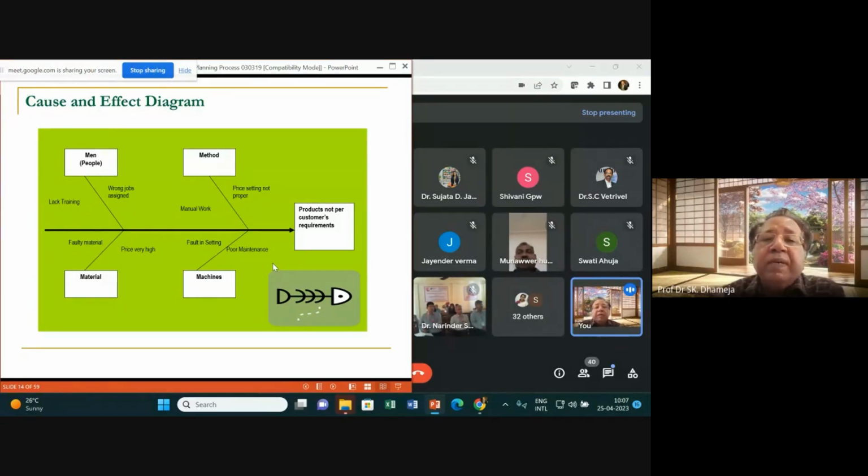Similarly, you can have a cause and effect diagram for your institution also. This is for a company, but you can also have it for your institution.